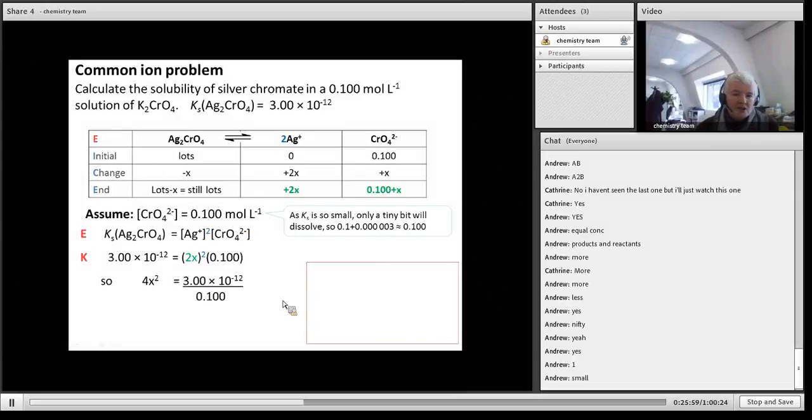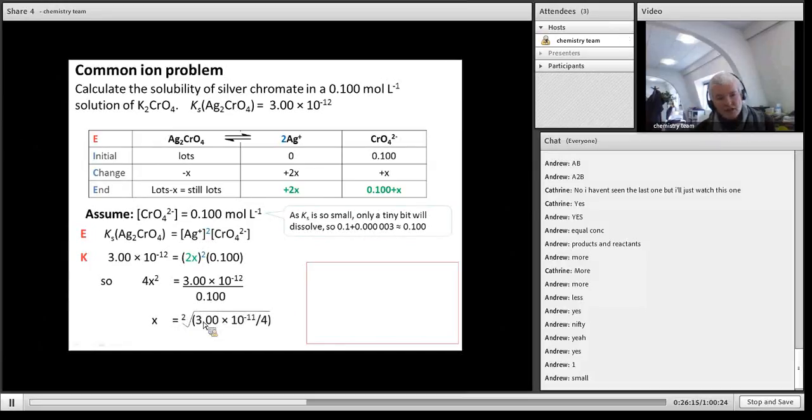Now, I suggest you first have the 4x squared on one side and then work out the other figures. So bring that 0.1 over by dividing it. Divide both sides by 0.1, so you get this value. And then divide that by 4 and then take the square root. A lot of students make an error of taking the square root first and then dividing by 4. You have to divide by 4 first and then take the square root, and that's your answer.